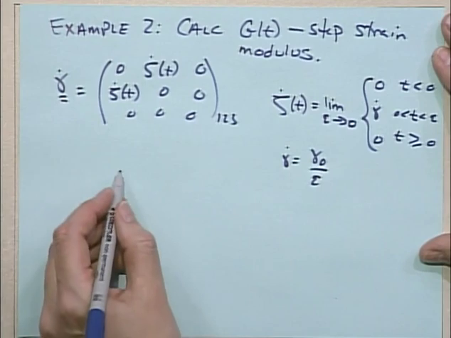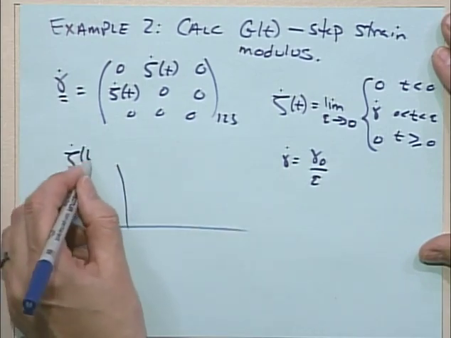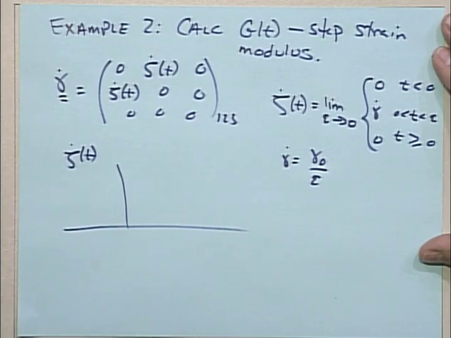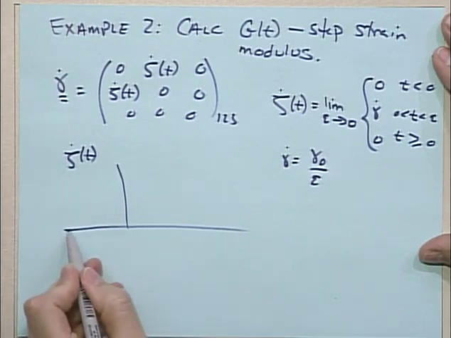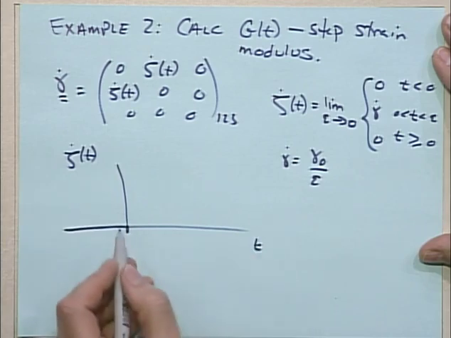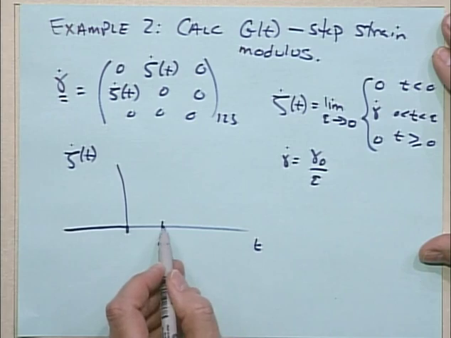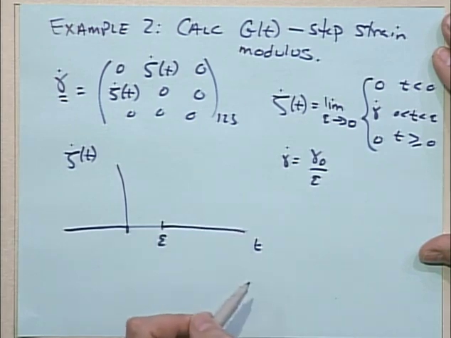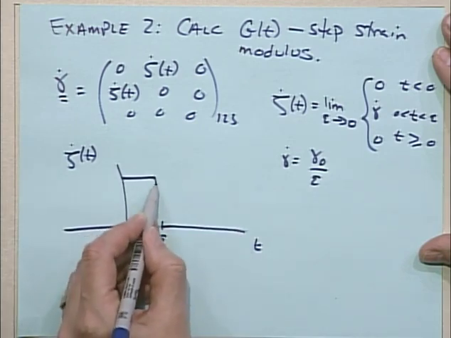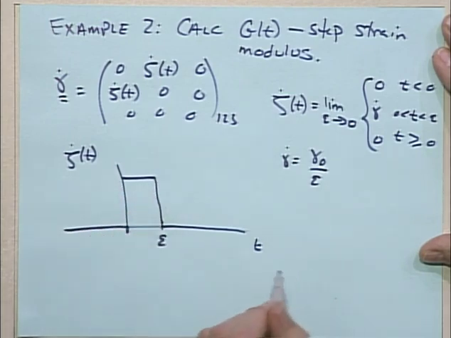Let me sketch that so that it rings home here. Sigma of t is 0 until you get to t equals 0. Then it's something between 0 and epsilon, and then it's 0 again. So it's a little pulse function.